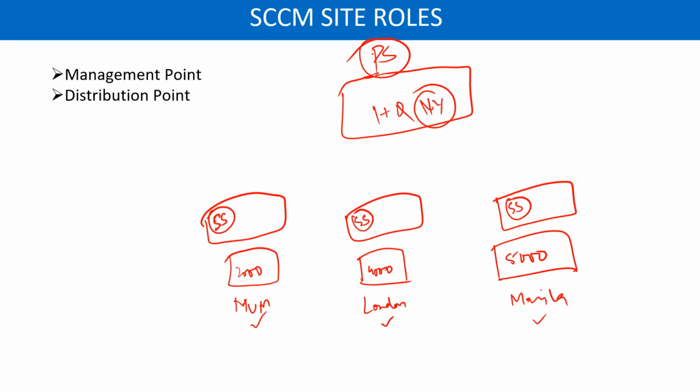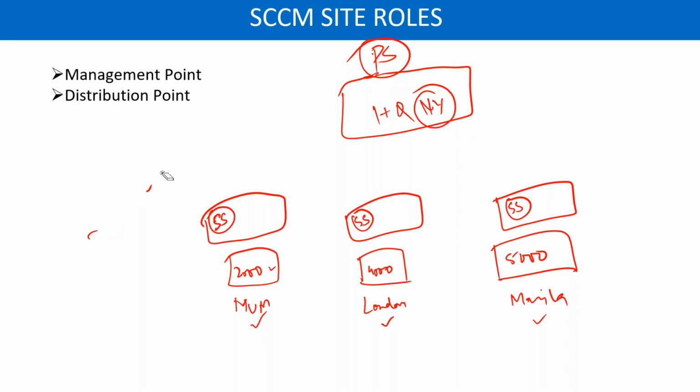Now, these 2,000 devices need what? Google Chrome, or Microsoft Office. Let's say you have to install Microsoft Office. So where will they be downloading the content? We have to have the installer, right? These 2000 computers cannot go to the internet and download from there. This is not possible, right?